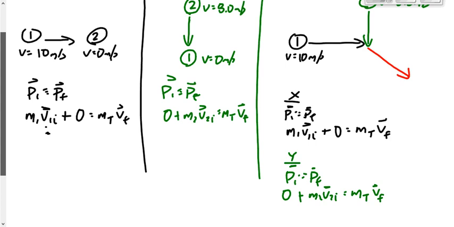Because what? Is object number 1 at rest? Looks like it's moving at 10 meters per second, but it's at rest on the y-axis. Good. It's moving, but we're not paying attention to the x-axis. We're focusing on just the y-axis, so everything that's not on the y-axis is 0.